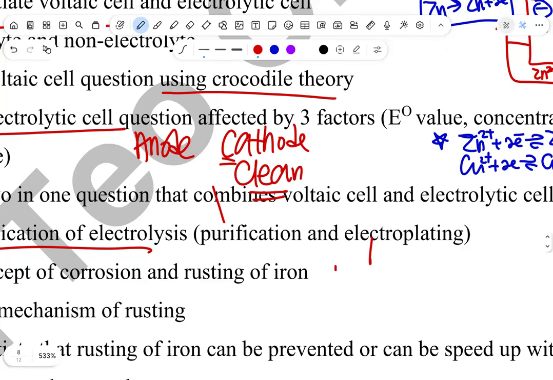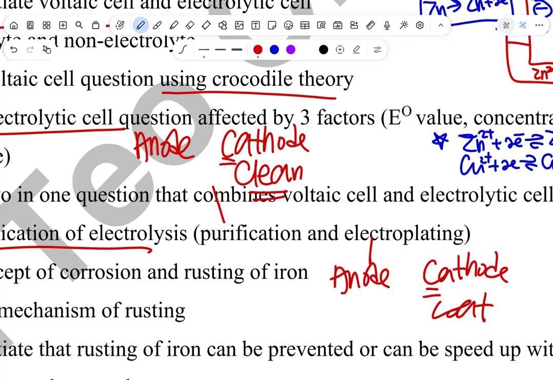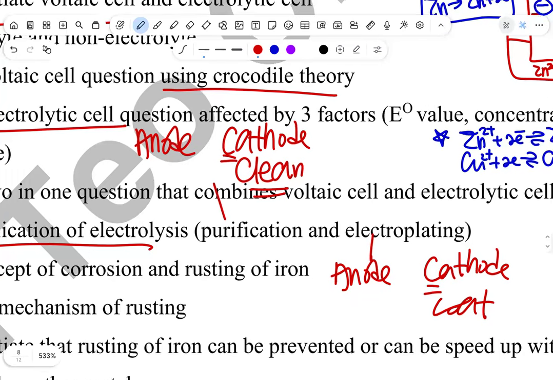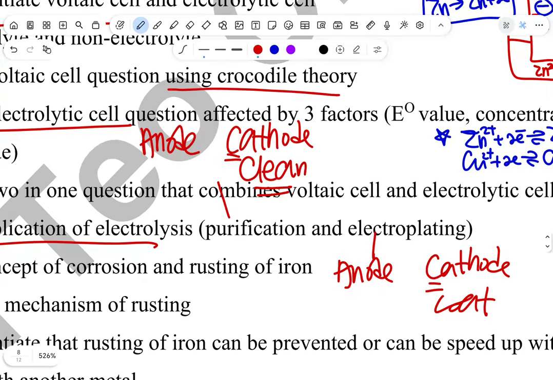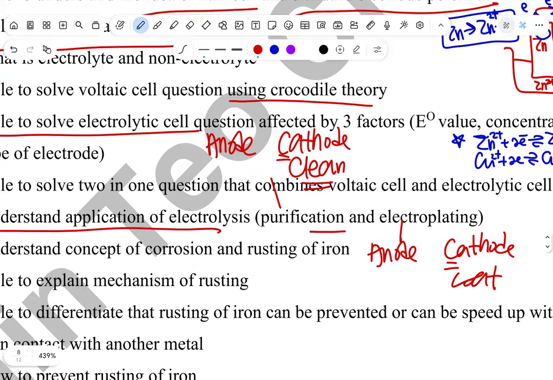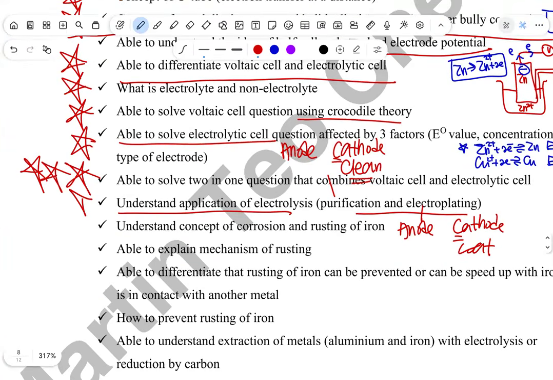Electroplating, anode and cathode. The cathode C stands for coat. Any object you want to coat, you put at the cathode. Example, I want to coat my iron spoon with silver, put my iron spoon at the cathode. I want to coat an iron ring with copper, put the iron ring at the cathode. So make sure you know what to put at the anode and what to put at the cathode. All these things we learned before. After that, you must know about corrosion and rusting. Corrosion and rusting are also something you can focus on a bit more, especially this year.